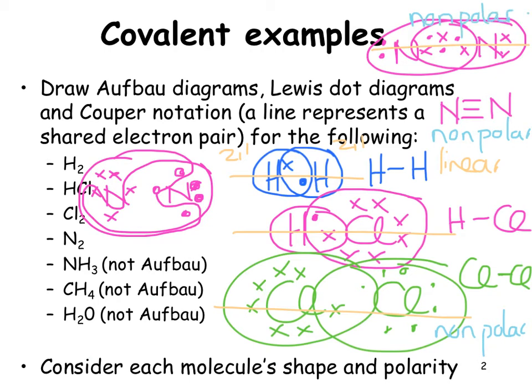But hydrogen chloride is 2,1 and 3,5. That means that the chlorine side is slightly negative and the hydrogen side is slightly positive. We call that a polar covalent bond. I'm going to look at these ones now on the next slide.